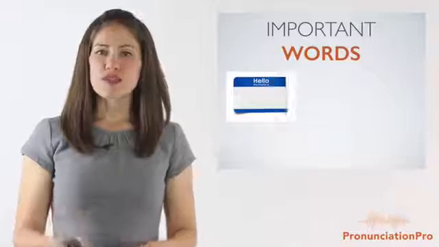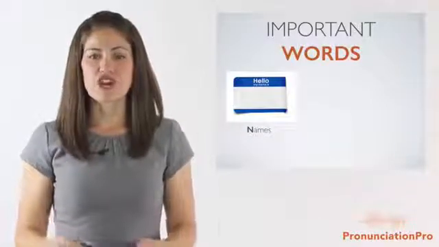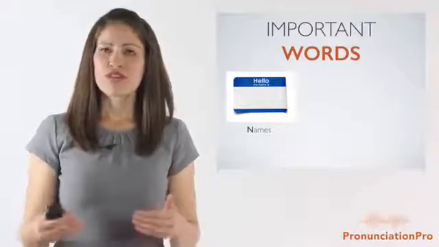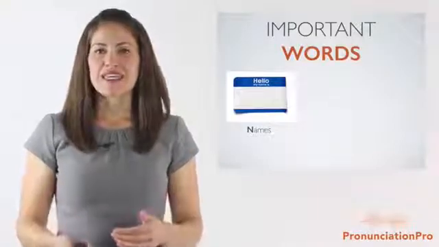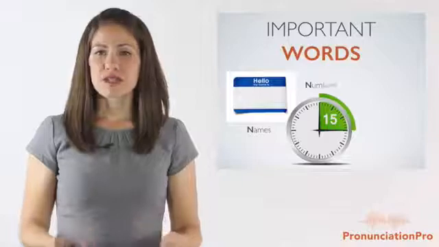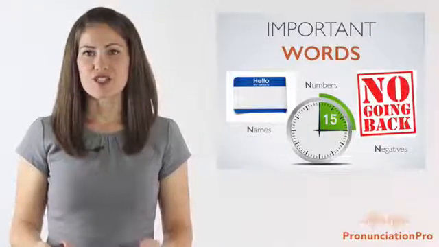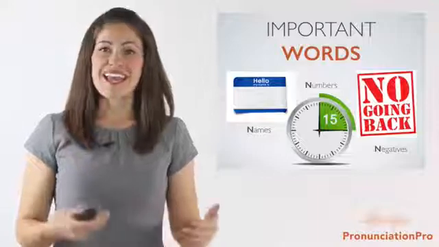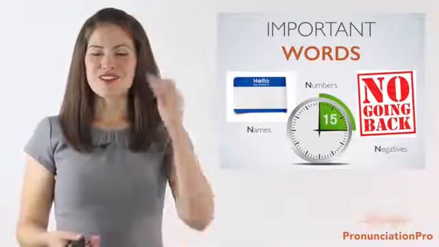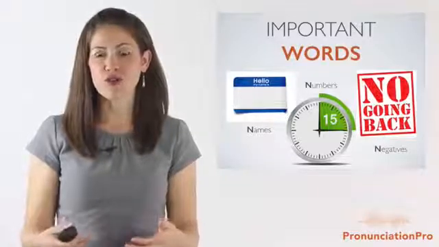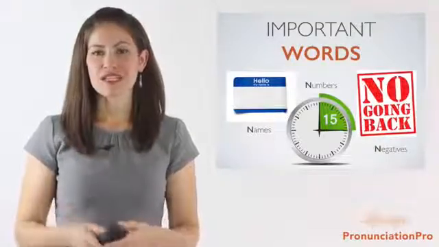Some examples of important words when it comes to sentence stress are names. Typically a native speaker will stress or emphasize a name. Numbers are typically stressed or emphasized, and negatives are typically stressed or emphasized. Again, some native speakers do this better than others, but as you follow this general rule, you'll be able to pick that out a little bit better.